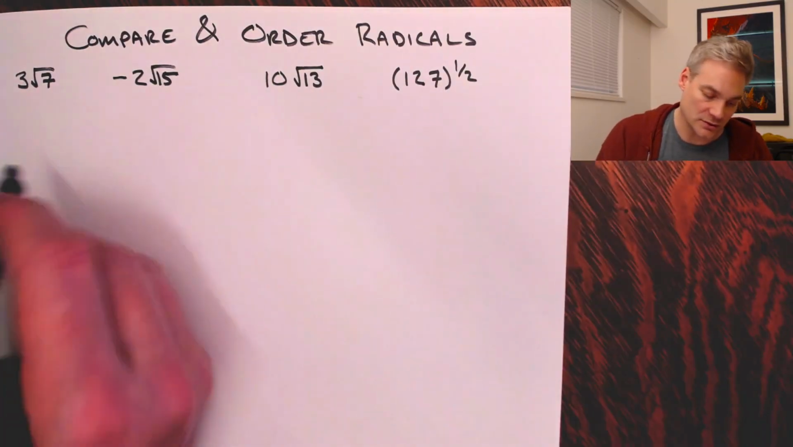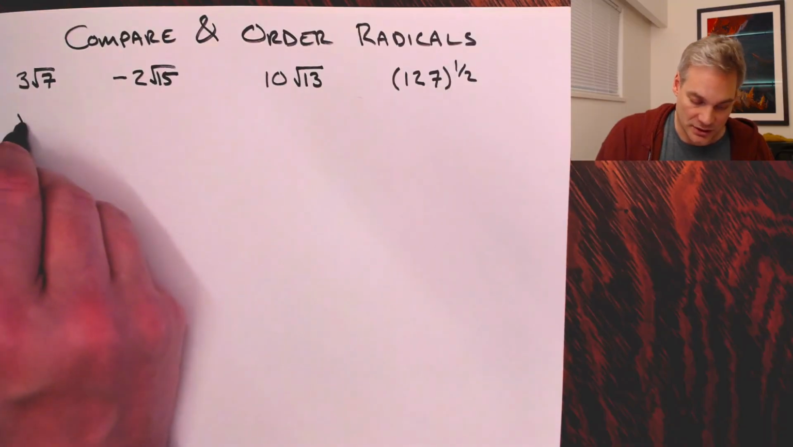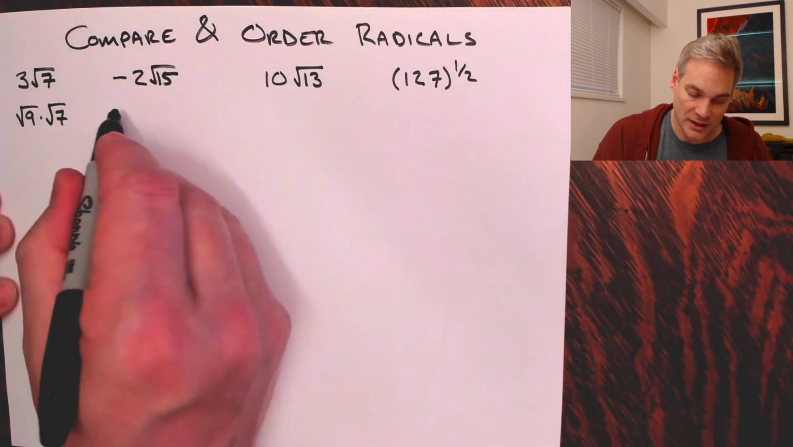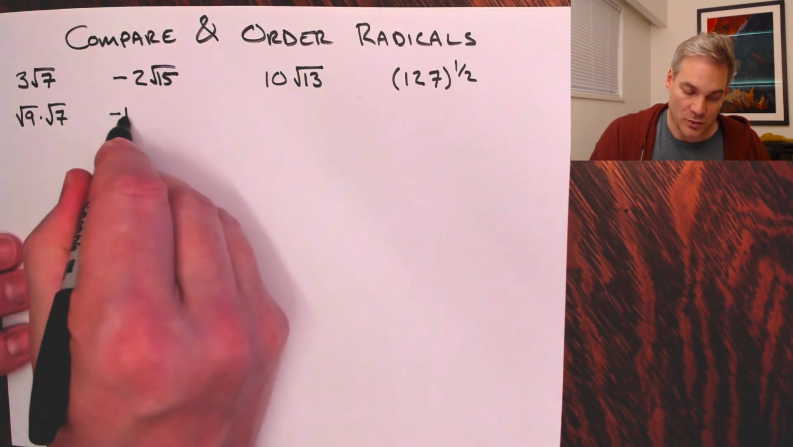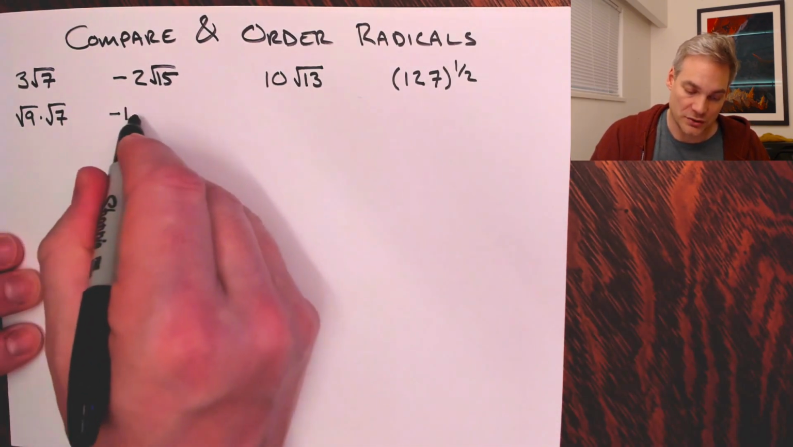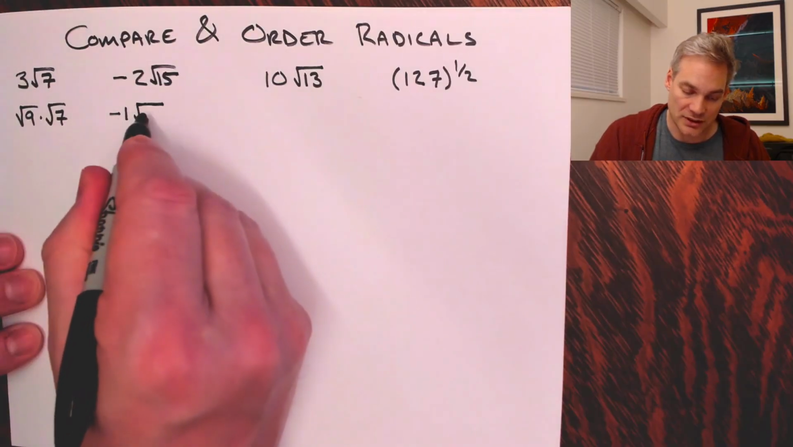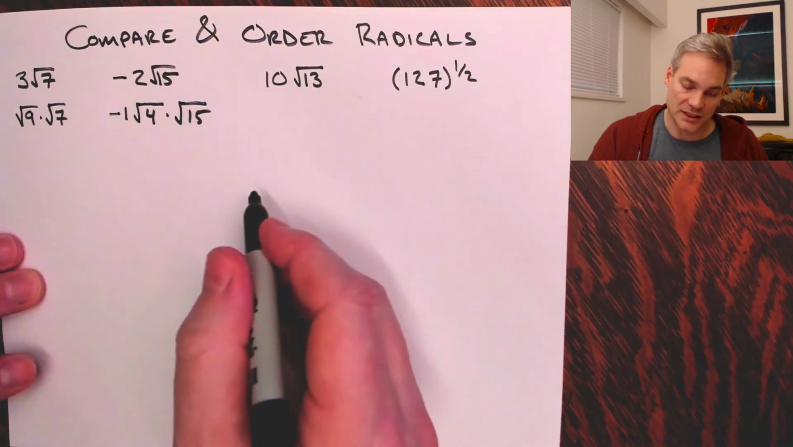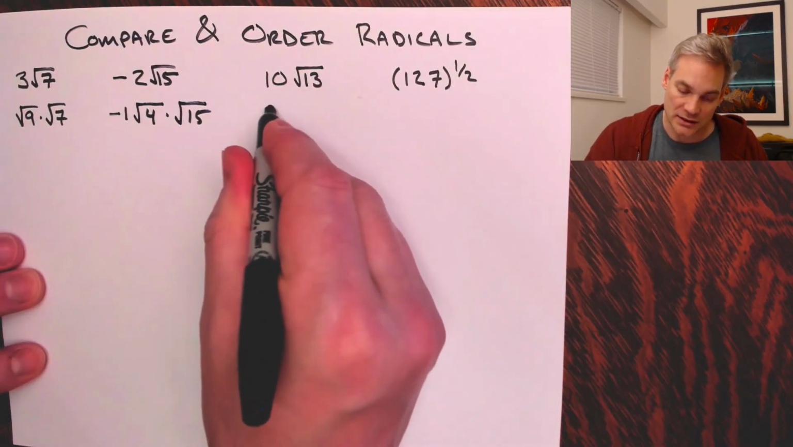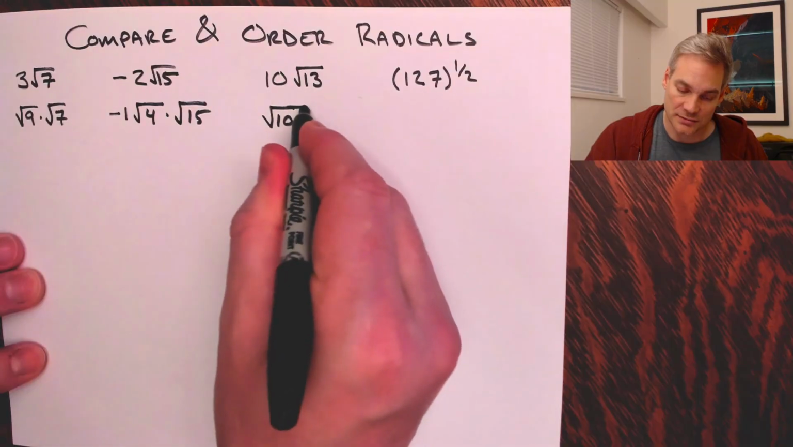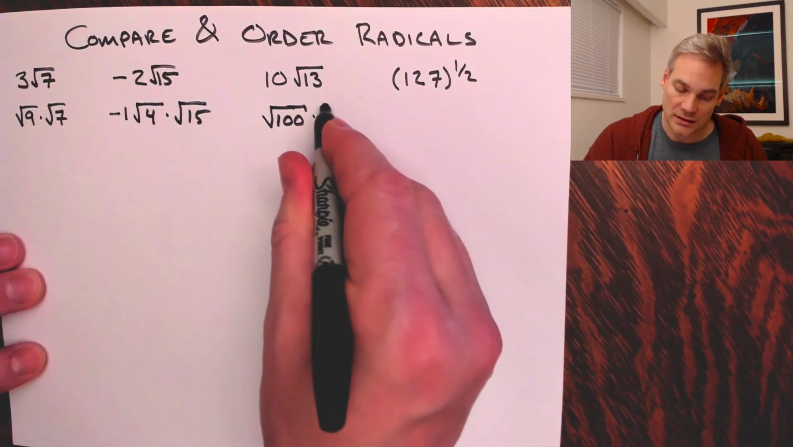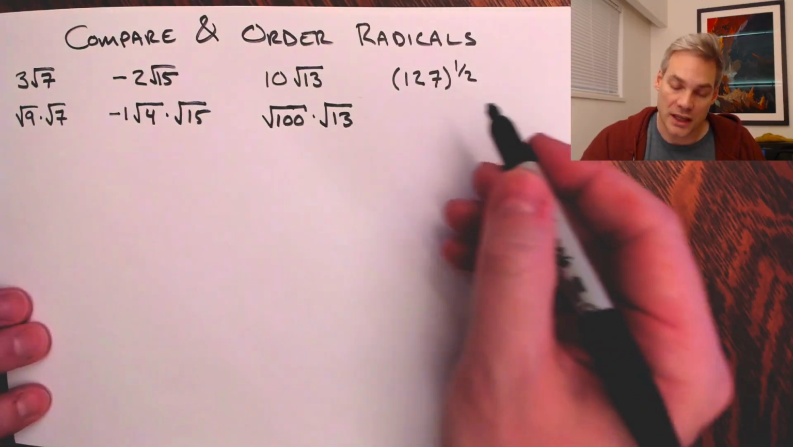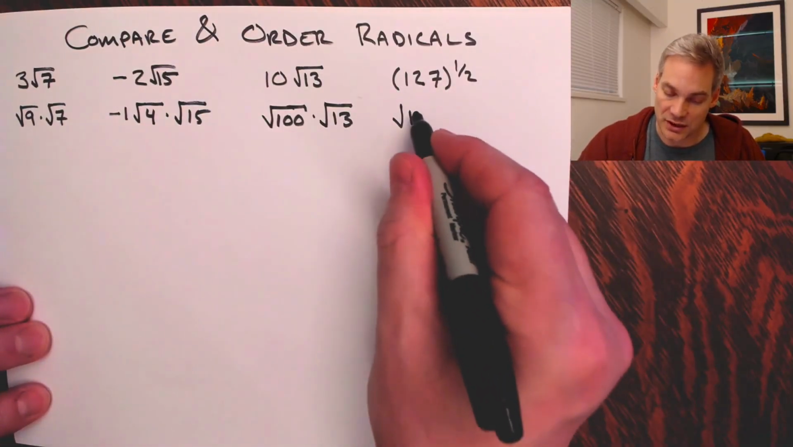1 half. So this 3 is just the square root of 9 times that. This I can leave as a negative 1, and then I have 2, and that 2 is actually just the square root of 4 times the root of 15. 10 is just the square root of 100 times 13, and 127 to the power of 1 half is just the root of 127.